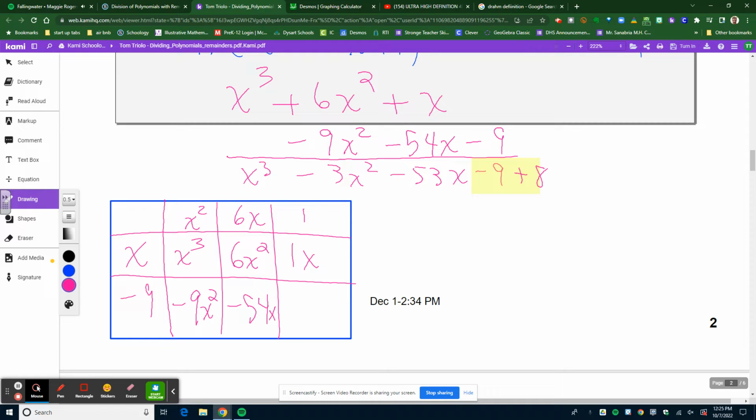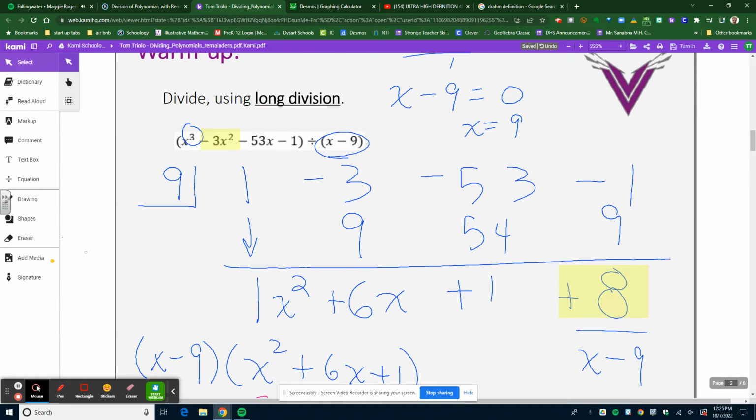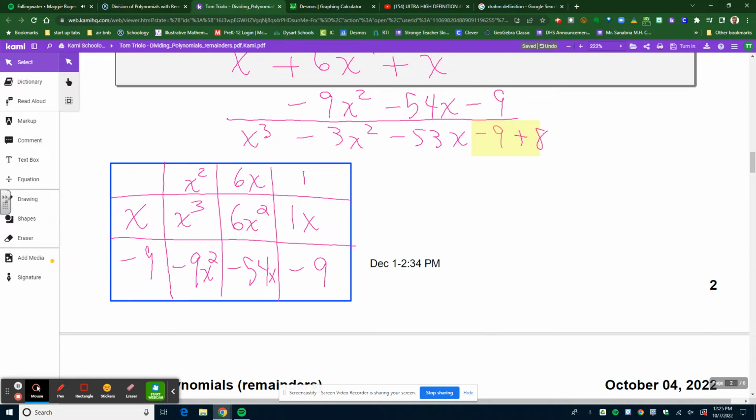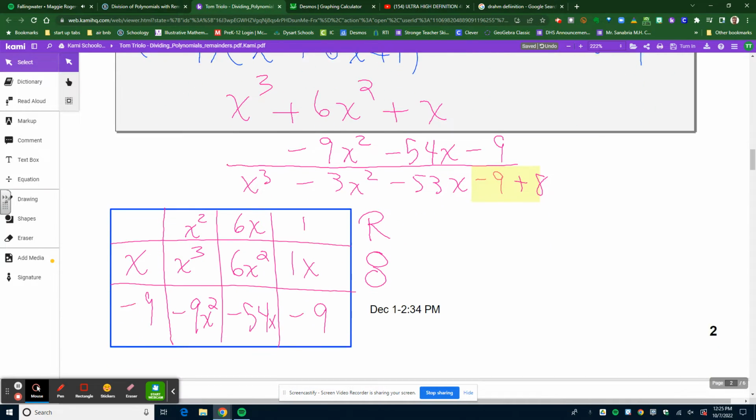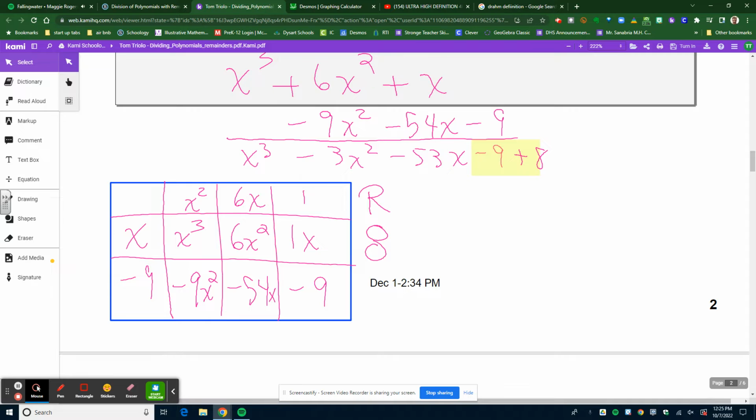1 times negative 9 is negative 9. And now here's the part which we didn't do in the box method. We're trying to get back to the last term in our dividend. What do I have to add to negative 9 to get to negative 1? We just kind of talked about it. 8. So what you would do here is make a third column for your remainder. Here is my remainder of 8. So x squared plus 6x plus 1 plus my remainder of 8 over x plus 1. I don't care which way you do it.